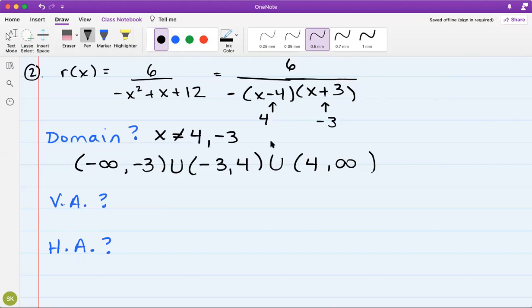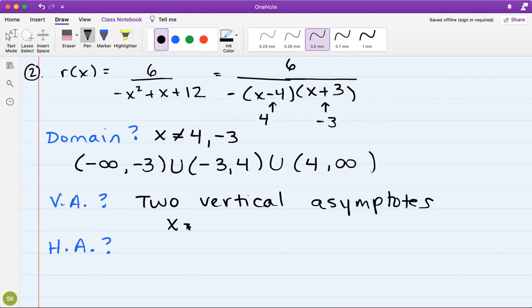For the vertical asymptotes, here we have our completely factored form. The places where we have problems in the domain in the completely factored form is where we're going to have vertical asymptotes. So we're going to have two vertical asymptotes. And they're going to correspond to x is equal to negative 3 and x is equal to 4. Now these are going to be straight vertical lines.